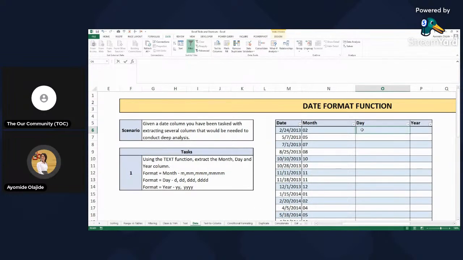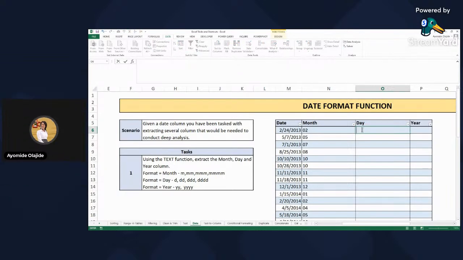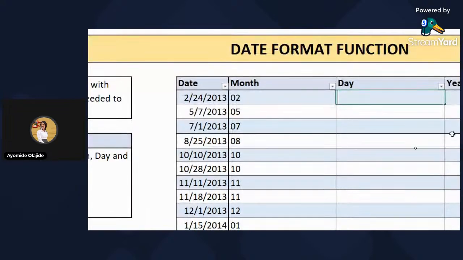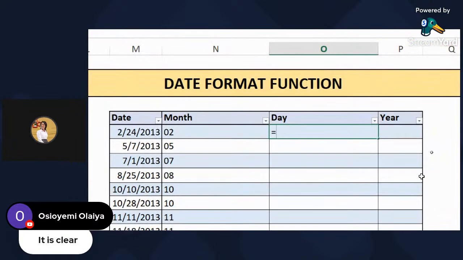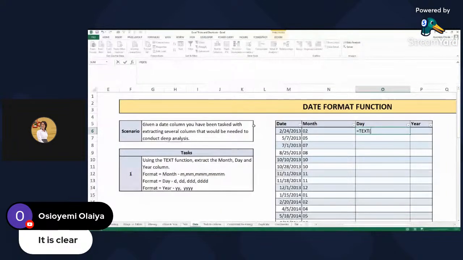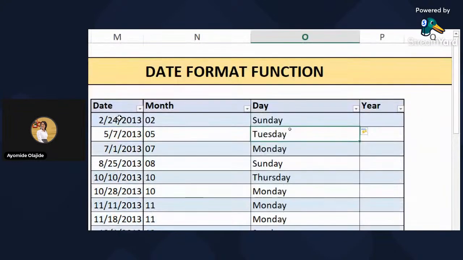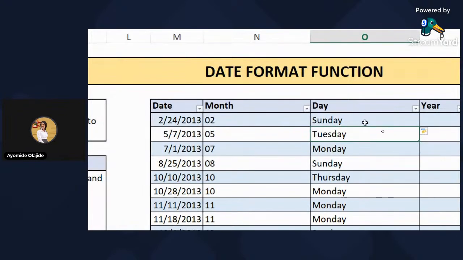Okay, all right. Now for the day, it's still the same function, but this time around, month is M, so day will be D. So your equal sign, your text function, the value you want to convert, then for day, open your quote. Don't forget that's your quote. Then I want the day in full, then close the bracket and enter. So this is what I got: Sunday. So it's telling me that this date is on a Sunday. So I got the day of the week that it falls in.